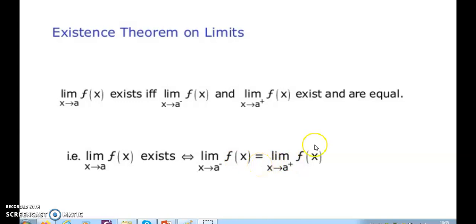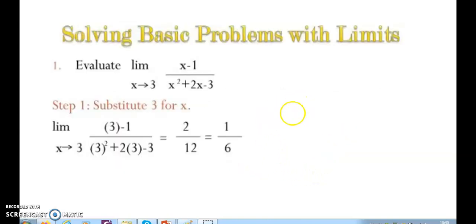Now let's see a few examples. Evaluate the limit of this function when x approaches 3. If you insert the value of x directly into this function and the answer is a finite value, then you can say that your limit exists. So if you put the value of x as 3 in this function directly, you can see that your answer is 1 by 6, which is a finite value. So the limit for this function is 1 by 6.